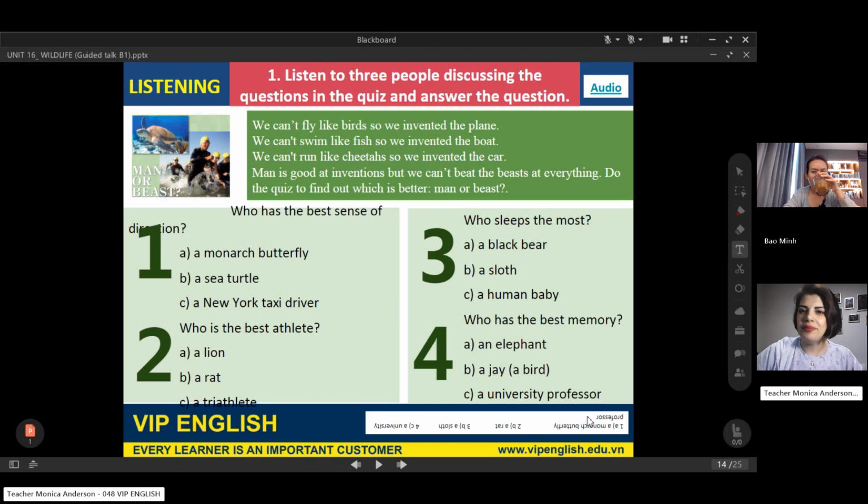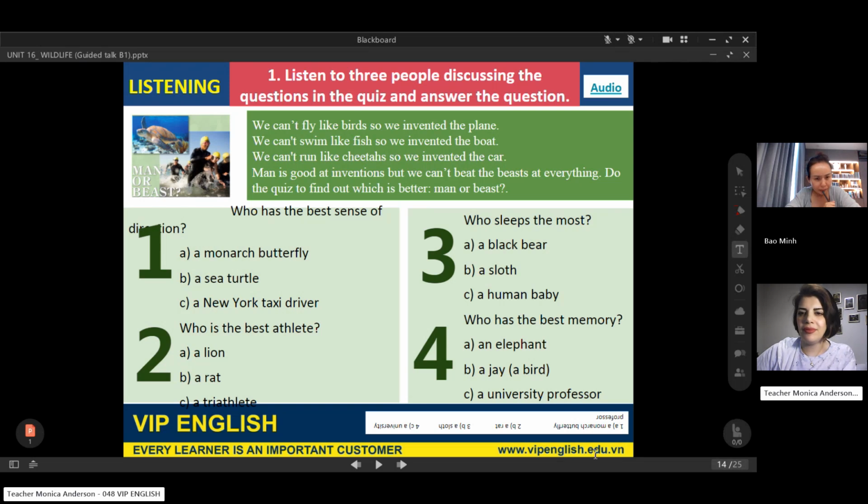Unit 9, Recording 5. Question 1. The best sense of direction. Perhaps it's the butterfly. I'm not sure. To say. Well, it could be sea turtles. Maybe. They swim everywhere, don't they? It might be. But I think it's the butterfly. It can't be the taxi driver, can it? It's definitely not the taxi driver.